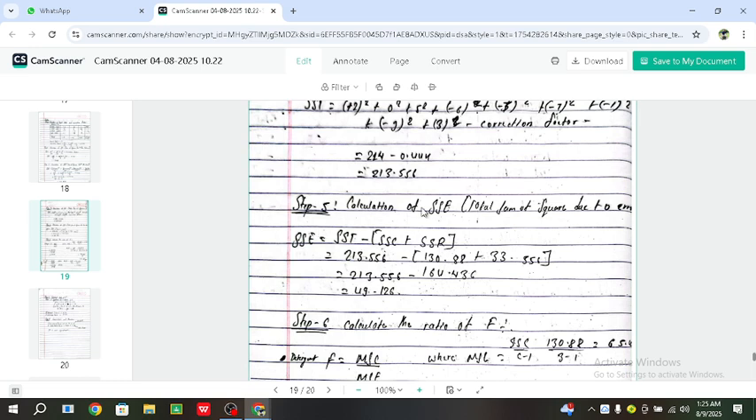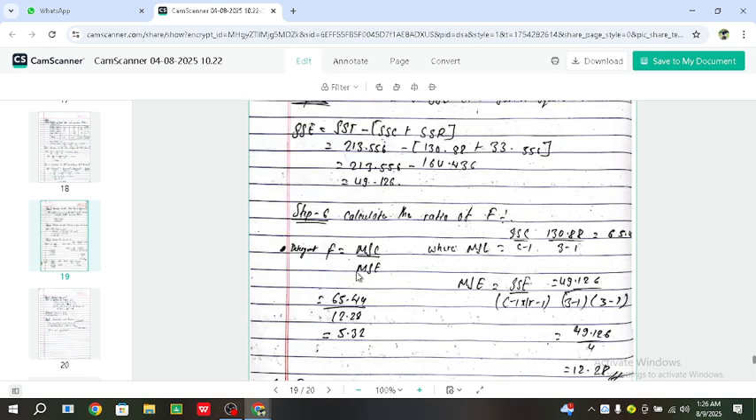Step number 5, calculation of SSE. That is, what is SSE? Total sum of square due to error. This language is not good. I directly write total sum of square error. That means SSE is SST, total, minus SSC, column, plus row. Total minus column plus row. Just insert the value and get the data.